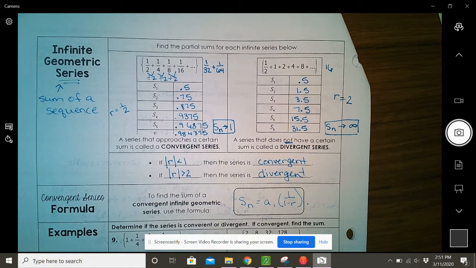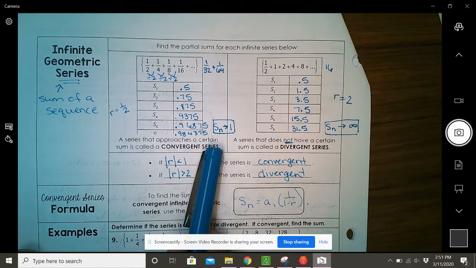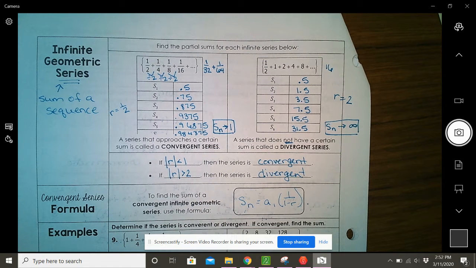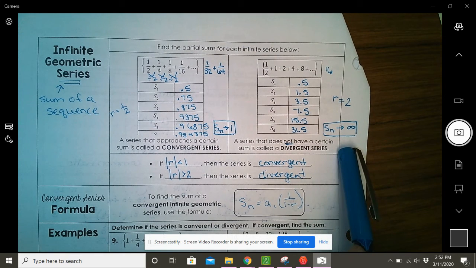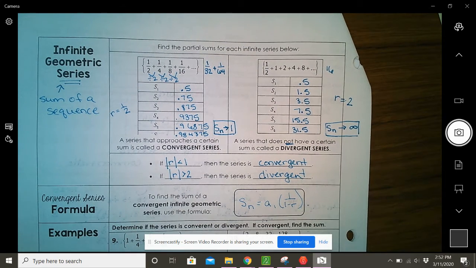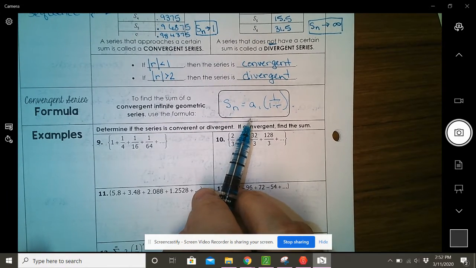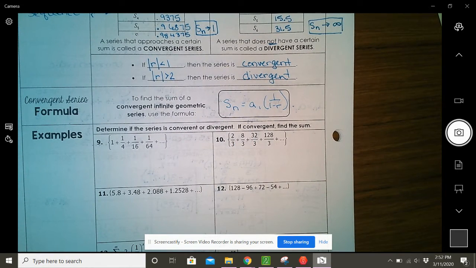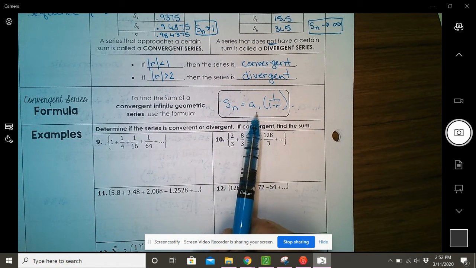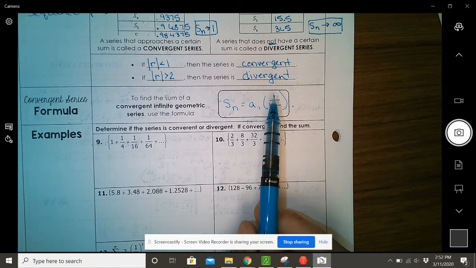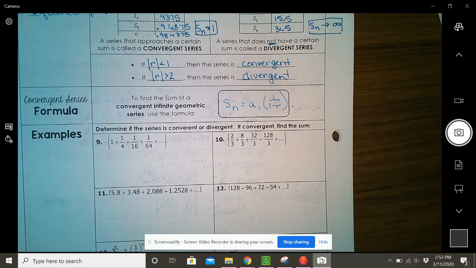All right, so for convergent series, that's the one we're interested in because we want to know the sum of the series, right? If we don't have a sum, meaning if it's a divergent series, we don't need to waste our time with those type of problems. We want to find the sum. So here's a formula for the sum of a convergent series. Jot that down carefully. It is on your formula sheet.